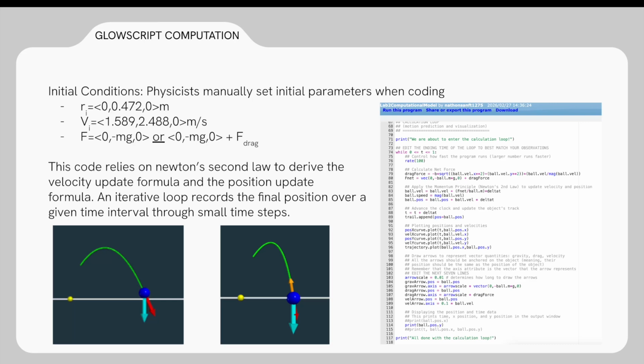Now, this code relies on Newton's second law to derive the velocity update formula and the position update formula, and an iterative loop records the final position over a given time interval through small steps, so I was able to track the motion over time.